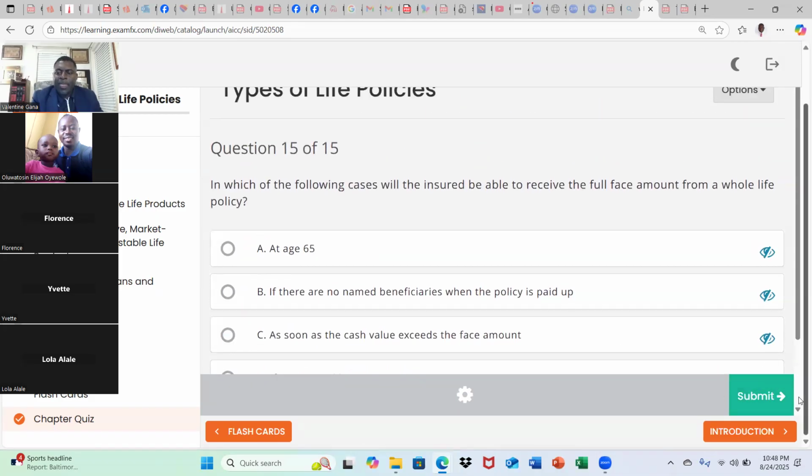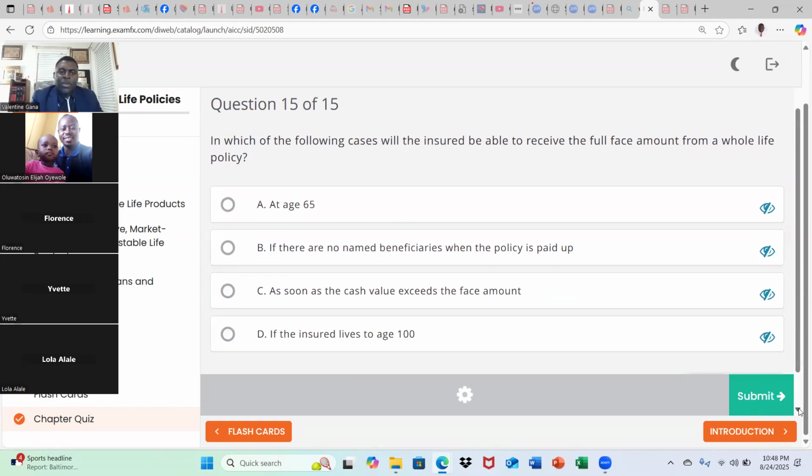Last question here. Let's have Oluwatosin conclude this one. In which of the following cases will the insured be able to receive the full face amount from a whole life policy: at age 65 if there are no named beneficiaries, when the policy is paid up, as soon as the cash value exceeds the face amount, or if the insured lives to age 100?